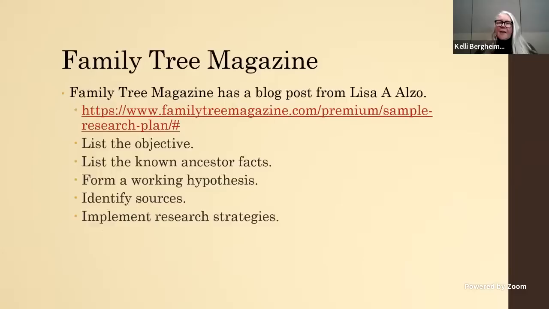And I think the last one I have on the list, Family Tree Magazine has a blog post that I love from Lisa Alzo. And she talks about listing the objective. And for us, I've also talked about that as a research report question. Then listing the facts, the known ancestor facts, and forming a working hypothesis. So what is it that you think you know? What do you think the answer is? Identify sources and then implement research strategies. So she has a great example online of that as well.